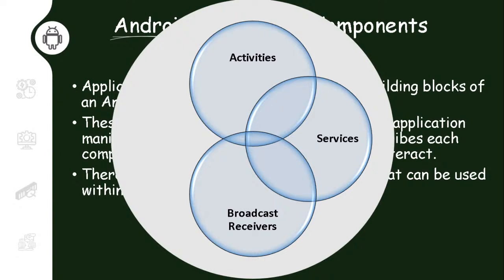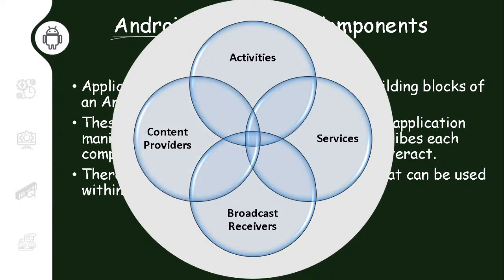So when we want to use or communicate two or more applications with each other, when we want to use two different applications with each other, we can use broadcast receivers. And the last is content provider.